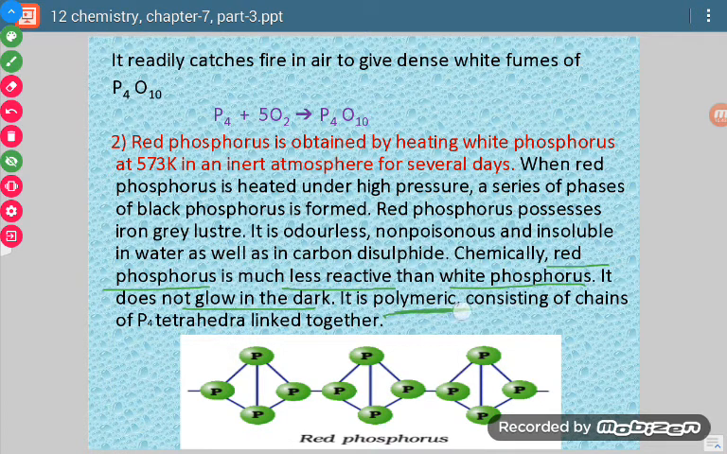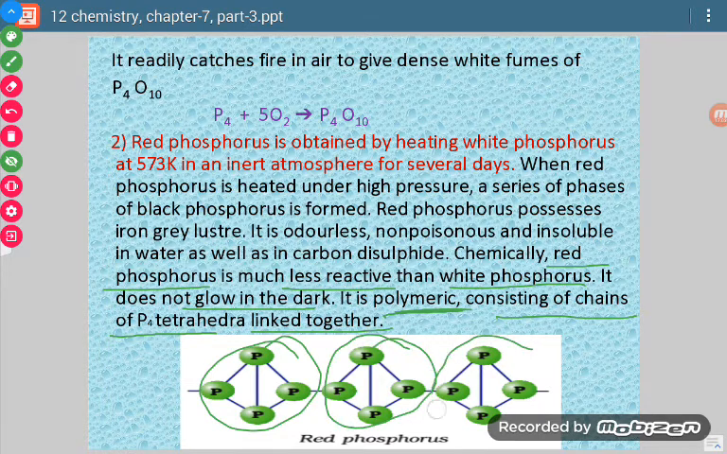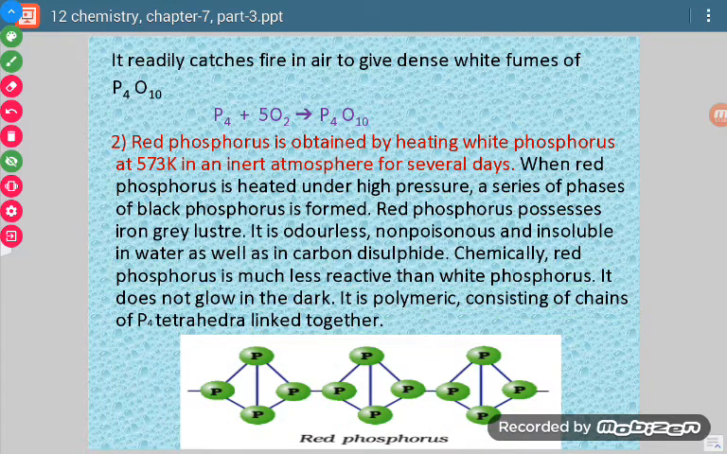As far as its structure is concerned, it is polymeric, means there is not only one P4 unit, there are more P4 units. It consists of chains of P4 tetrahedra linked together. So this is one P4, this is another P4, this is another P4. These units are joined together, and so it forms red phosphorus.